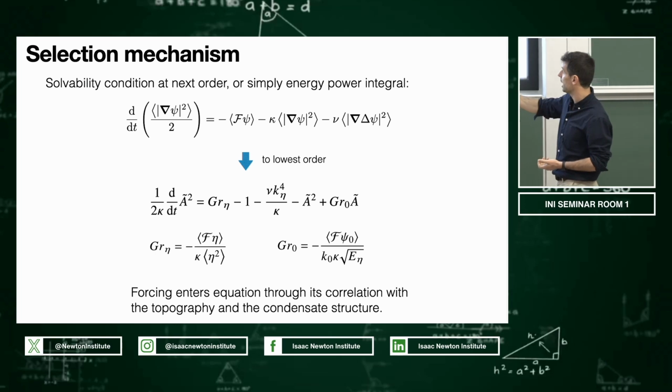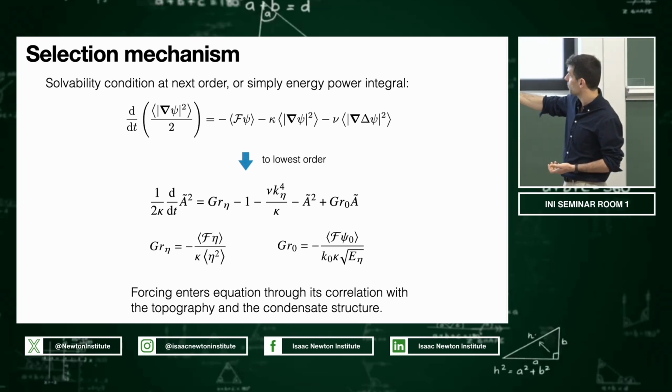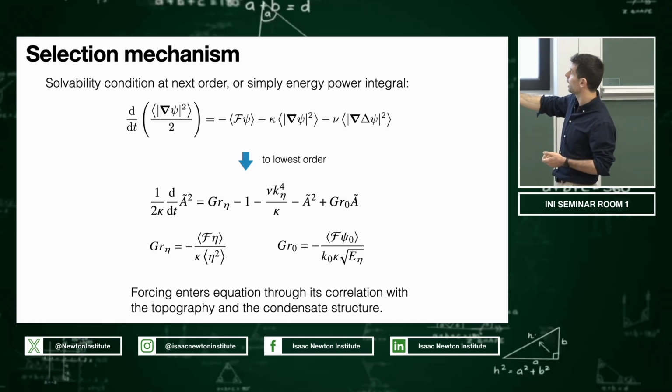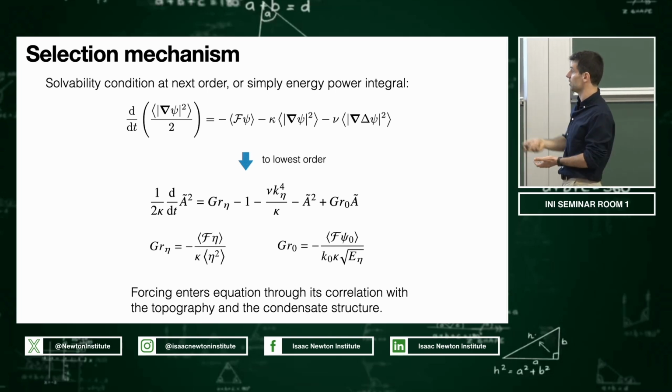And now the forcing enters through these two Grashof numbers here. So the first one, Grashof eta, involves directly the correlation between the forcing and the small scale topography, whereas Grashof 0 involves the correlation between the forcing and the large scale structure of the condensate.